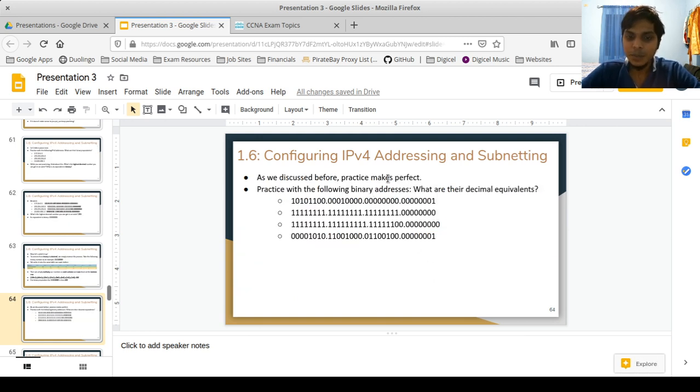So as we just discussed, practice makes perfect. So practice with the following binary addresses. What are their decimal equivalents?